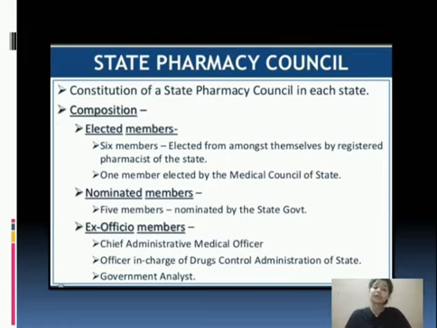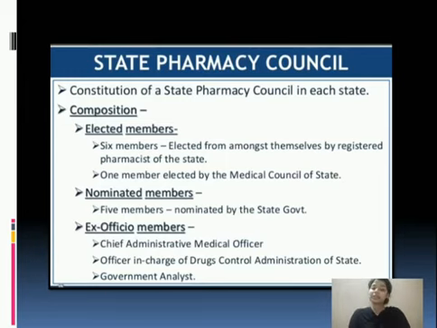So firstly, talking about the State Pharmacy Council, it is the constitution of a pharmacy council in each state, and its composition is mainly divided into three broad categories. The first are the elected members, second are nominated members, and third are ex officio members. So in elected members, 6 members are elected from among themselves by the registered pharmacists of the state, and 1 member elected by the medical council of the particular state, right?